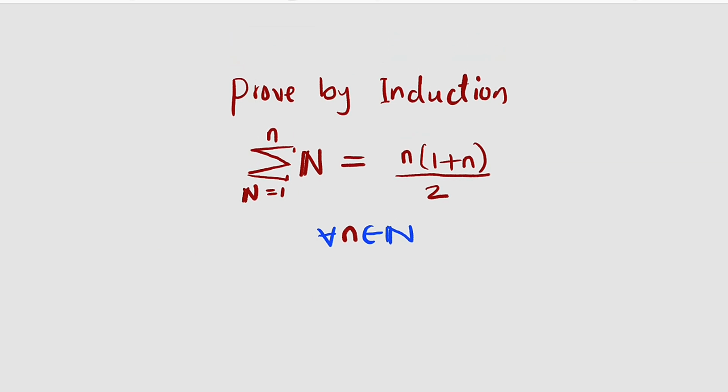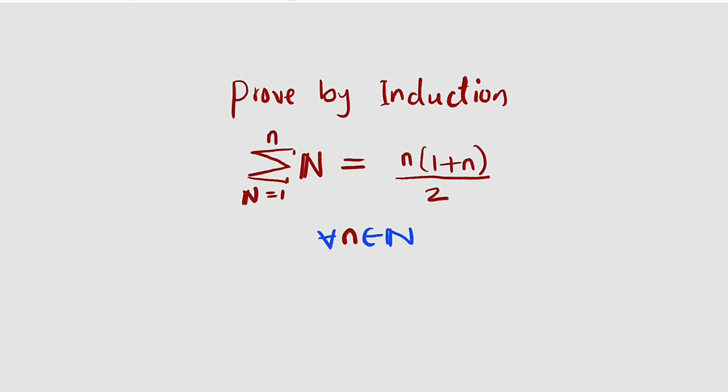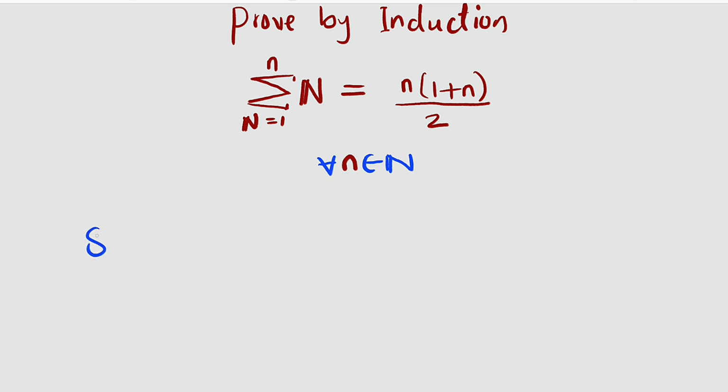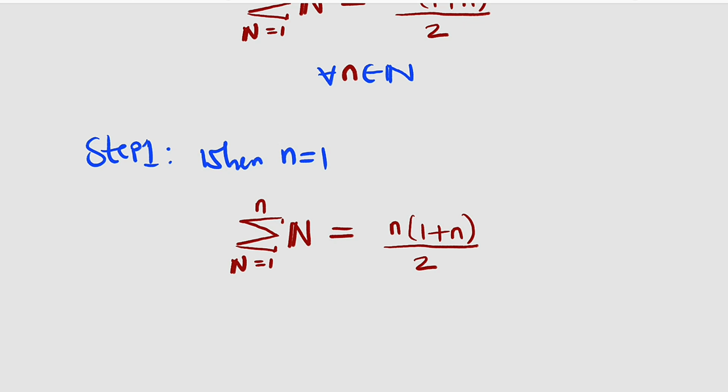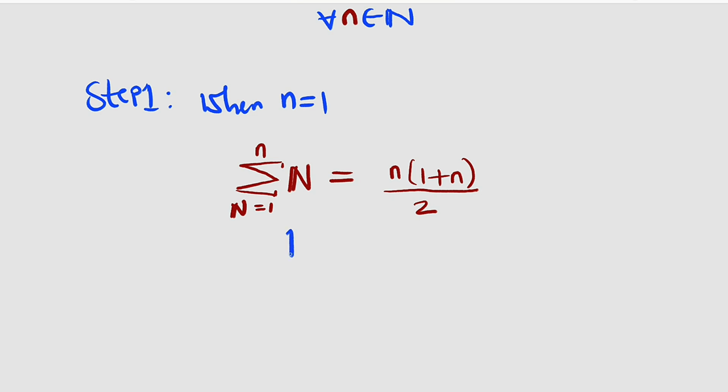As you know, we have three basic steps. In step 1, we're going to test for n equal to 1, where 1 is the first term in the set of natural numbers. All we have to do is to substitute the value of n equal to 1. So from the left hand side, we begin with 1 and stop at 1, meaning we have only a single term, which is 1. So the left hand side will be just 1.